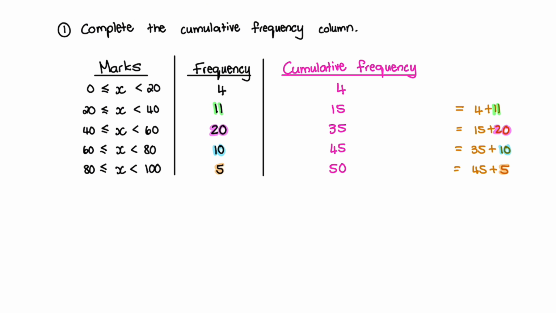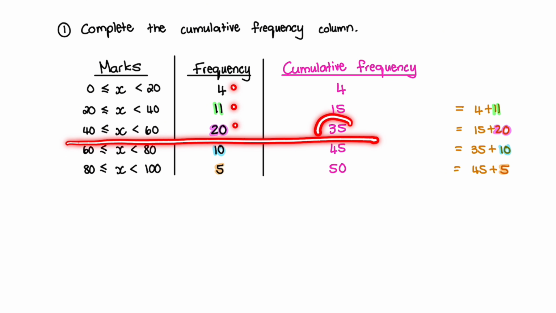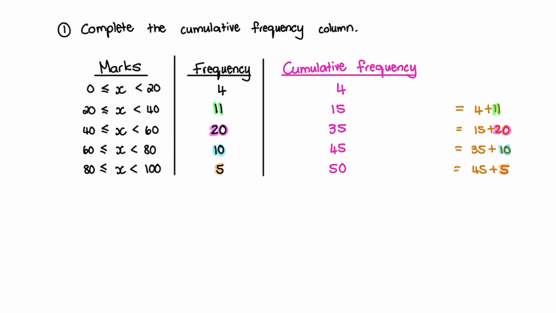So we can continue with that pattern to find the cumulative frequency for every line. In the third line, we have 4 plus 11 plus 20, and the total is 35. Or you can say it's 15 plus 20, and it'll also give you 35. For the next line, we have 4 plus 11 plus 20 plus 10, and that gives us 45. Or we can say 35 plus 10, which will also give us 45. And then for the last line, our grand total would be 50.